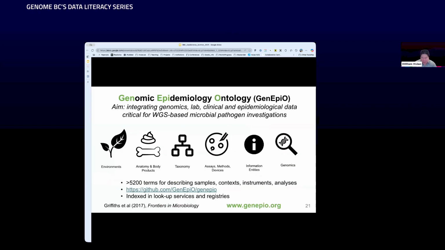So applying this idea also to genomic epidemiology, we have a collection of terms under the umbrella of genomic epidemiology ontologies. The aim is to integrate genomics, lab, clinical, and epidemiological data critical for whole genome-based microbial pathogen investigation. So there are different domain knowledges that we are collecting under one umbrella systematically. And actually, we're still in the process of making sure that this collection of terms is logical and so on, but this is still work in progress.